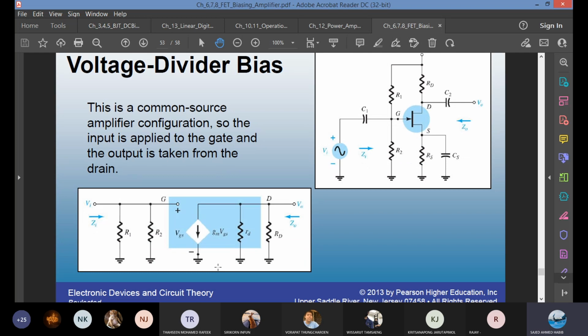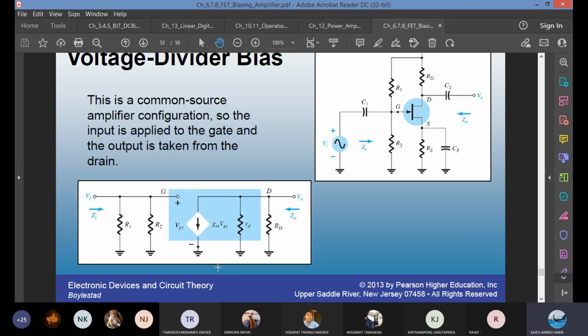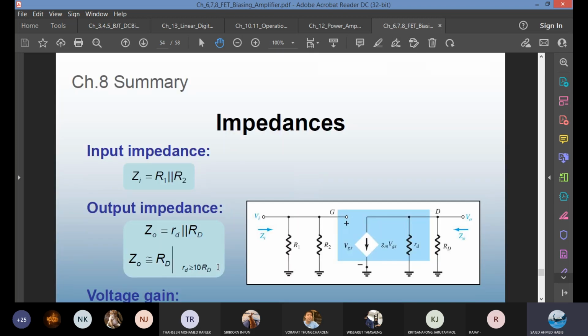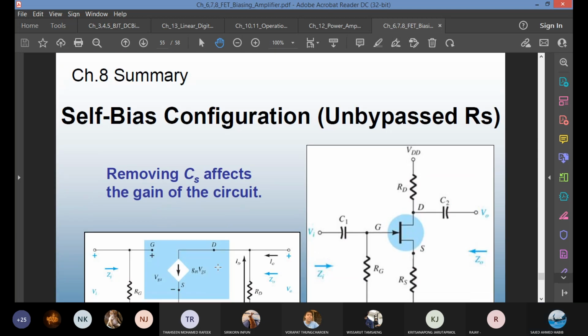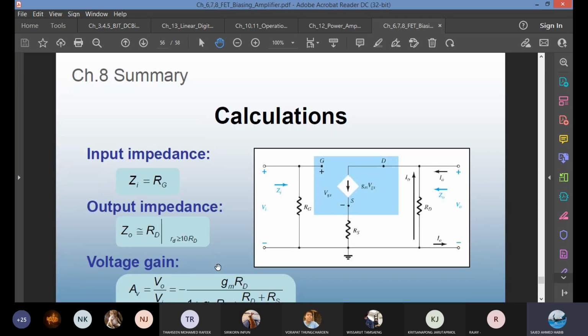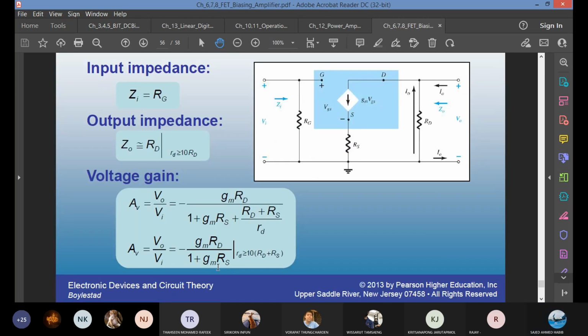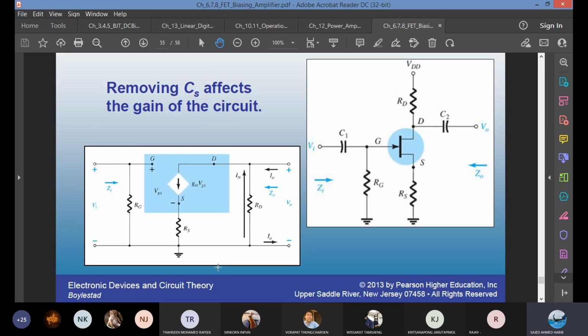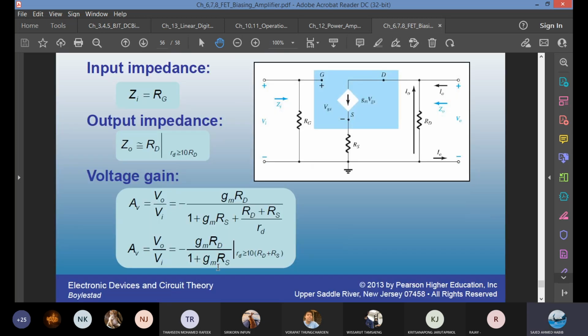Common source. In all these cases, there's a bypass capacitor. When you do the AC analysis, the source side resistance is gone. If you have unbypassed, it is more complicated. The source resistor is not gone from the circuit, so the formula becomes different. You have to look at the circuit and see if there's a bypass capacitor on the source terminal or not. Then you can use the correct formula.